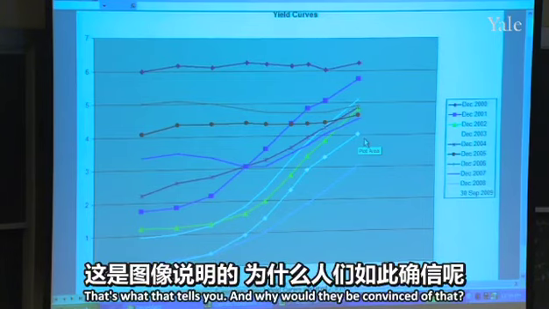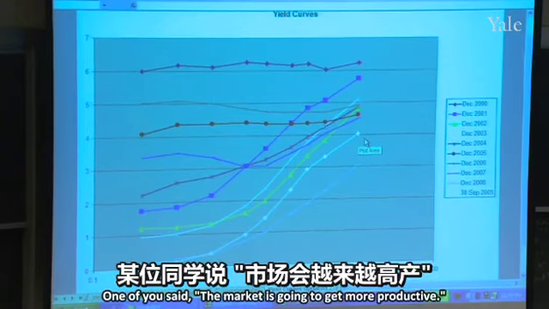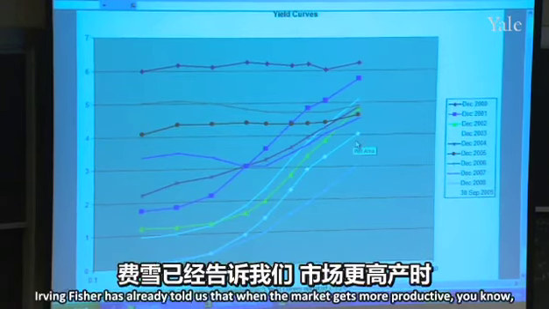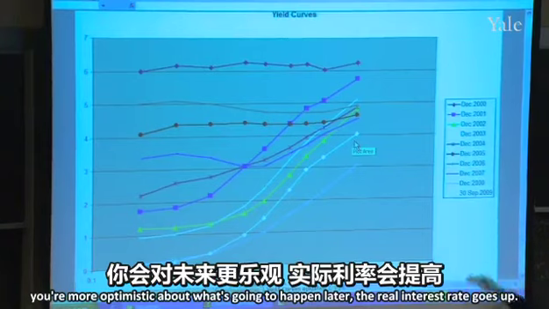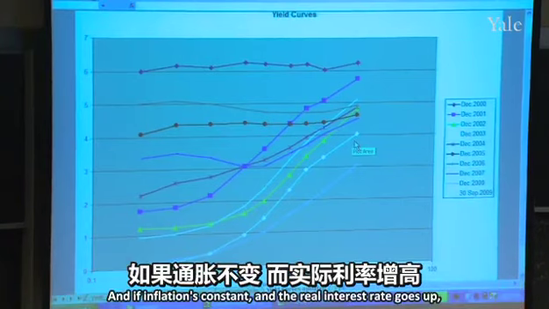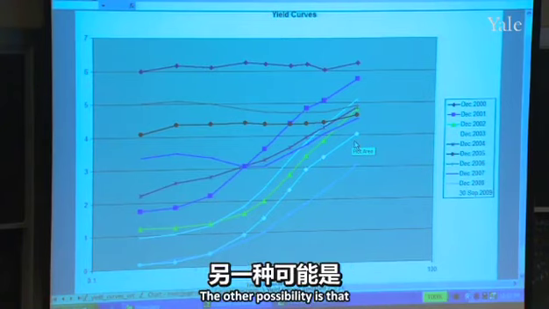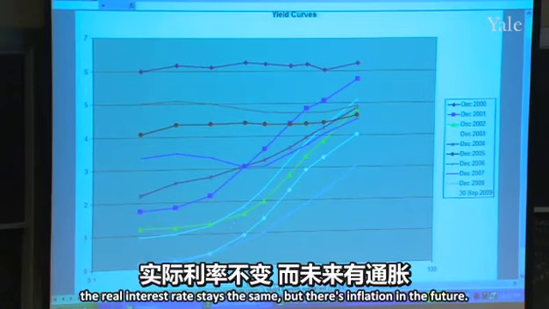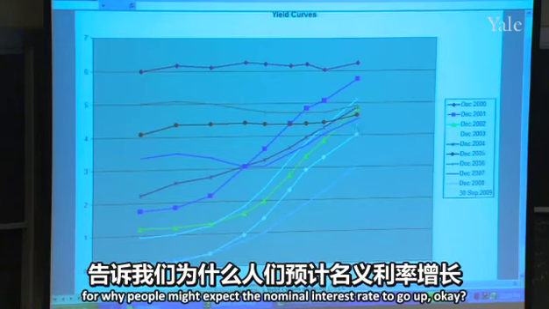And why would they be convinced of that? Well, for the two reasons that you gave at the beginning. One of you said the market is going to get more productive. Irving Fisher has already told us that when the market gets more productive, you're more optimistic about what's going to happen later, the real interest rate goes up. And if inflation's constant, the real interest rate goes up, the nominal interest rate goes up. The other possibility is that the real interest rate stays the same, but there's inflation in the future. The real interest rate plus the inflation is the nominal interest rate. That's another explanation for why people might expect the nominal interest rate to go up.